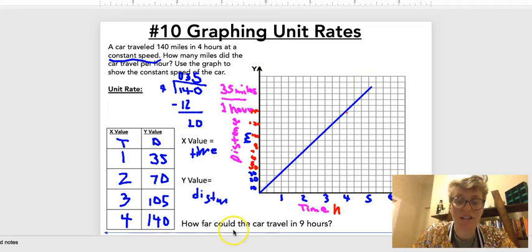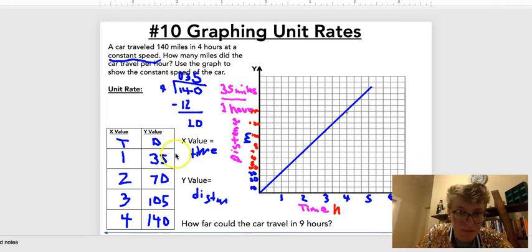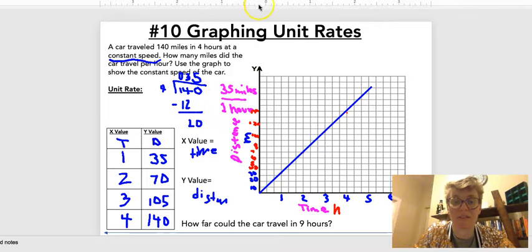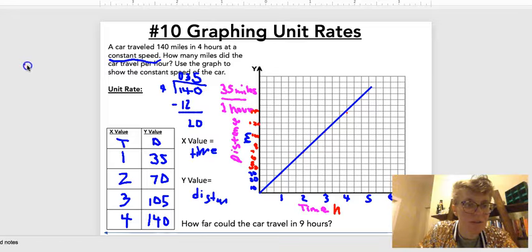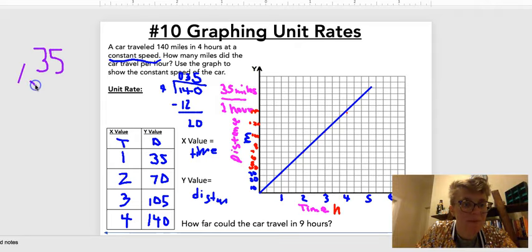This last question is, how far can we travel in 9 hours? Well, if I know that number is 35, because it's my unit rate of 35 miles in an hour, I can do 9 times 35. So over here, I'm going to do 35, which is my unit rate. And I'm going to times it by 9, which means I'm going to be going 9 hours. So I'm going to be driving.